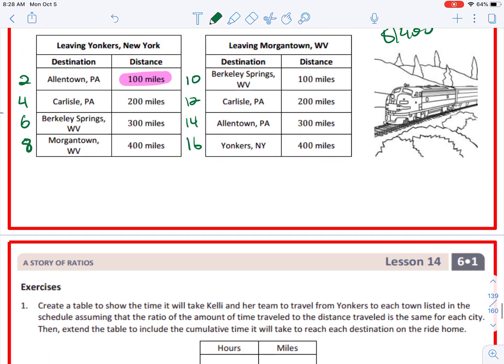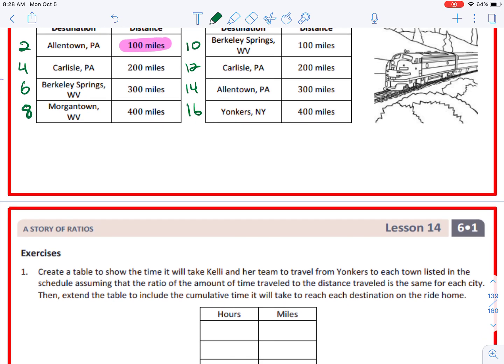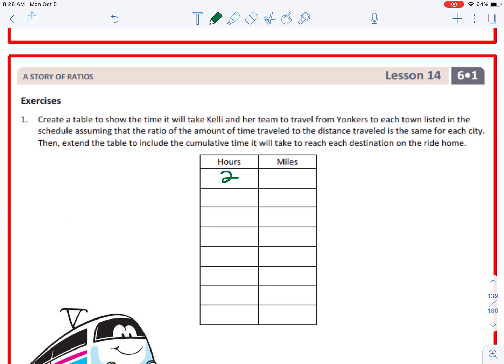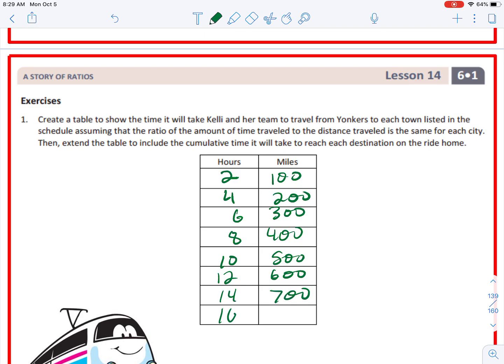And this is what I'm going to write on my table. So I'm going to go 2, 100, 4, 200, 6, 300, 8, 400, 10, 500, 12, 600, 14, 700, and 16, 800. So there you have it. We extended our table to include the ride home.